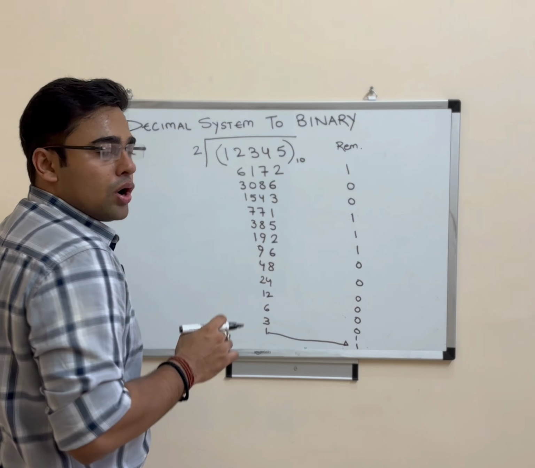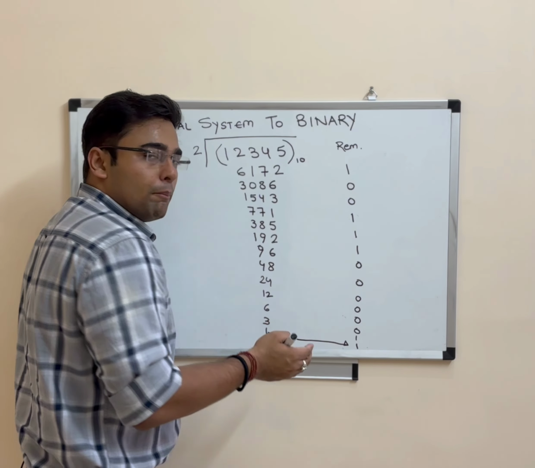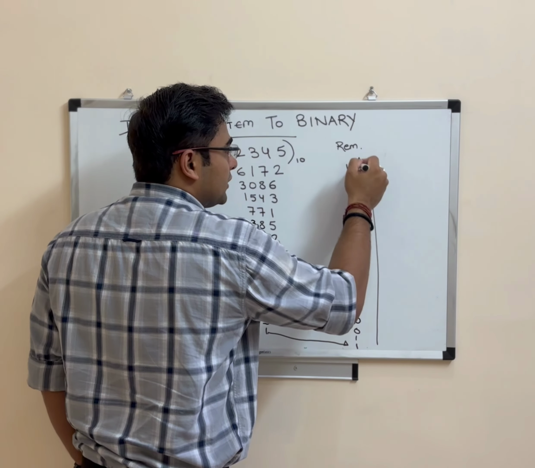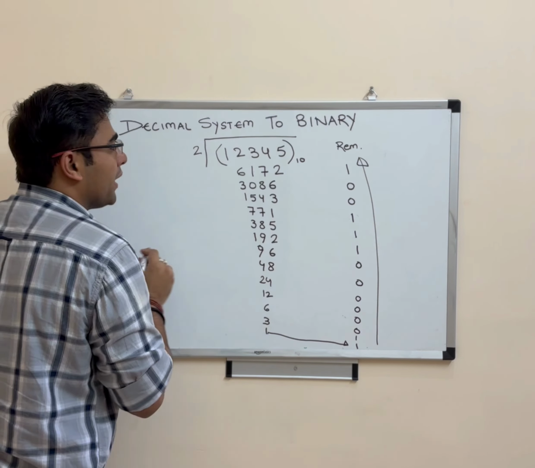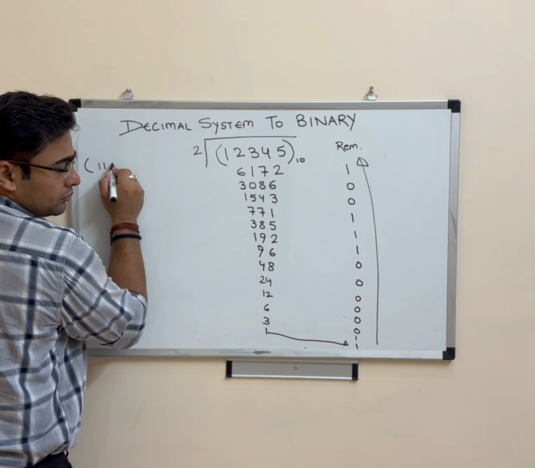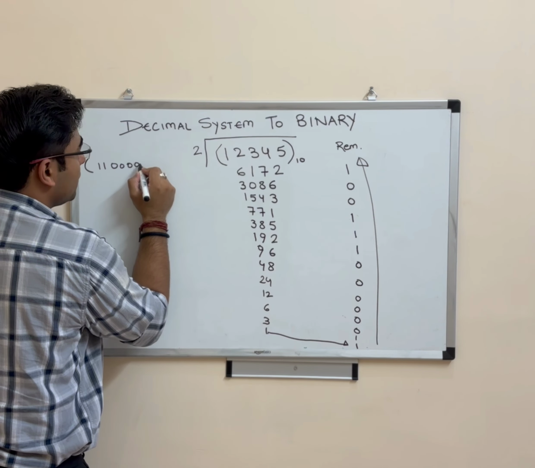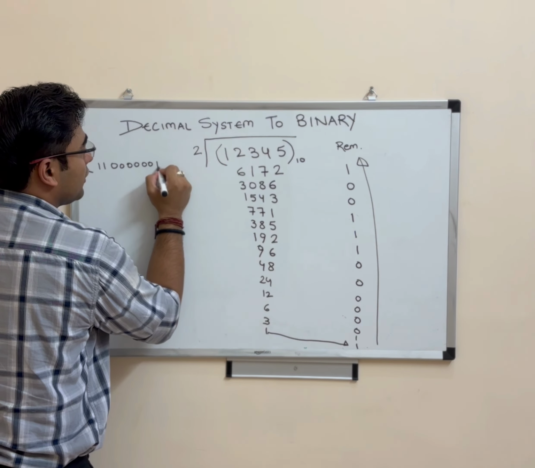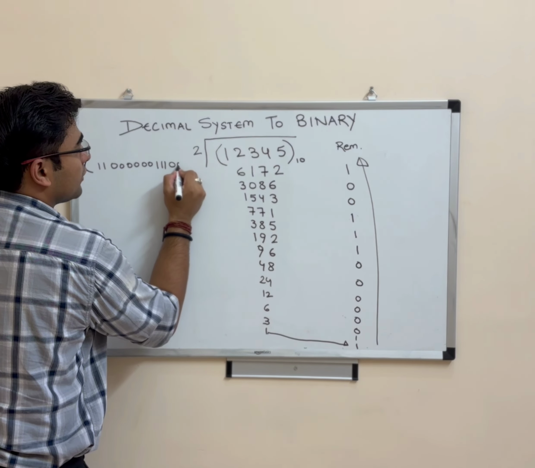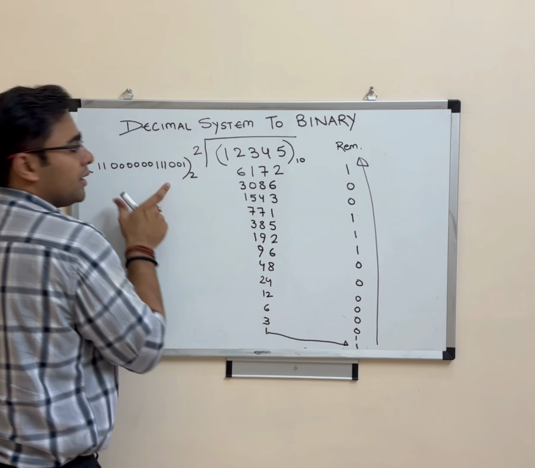Okay, now in order to convert this decimal system to binary, we need to have a bottom to top approach. Means if I want to convert this number into binary, I'm going to write 1 1 0 0 0 0 0 1 1 0 1. So this is how I will write this number in binary form.